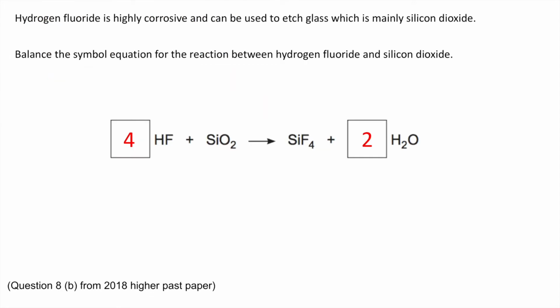Now, for this question, with hydrogen fluoride being highly corrosive and used to etch glass, we're asked to simply balance the simple equation for the reaction between hydrogen fluoride and silicon dioxide. Obviously, to balance the number of oxygens on both sides, you have a 2 in front of the water molecules to have 2 oxygens balanced. And then simply to balance both the hydrogens and fluorine on both sides, you have a 4 in front of the hydrofluoric acid. Hope that makes sense to people.